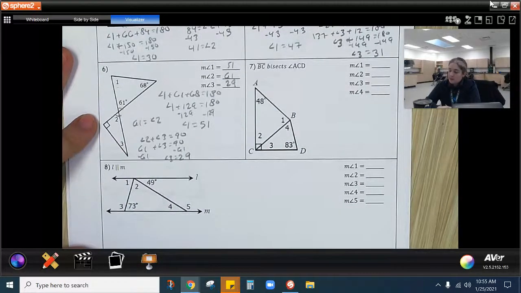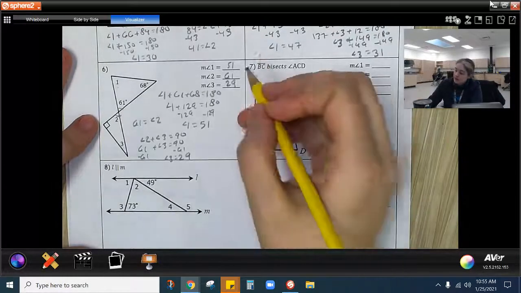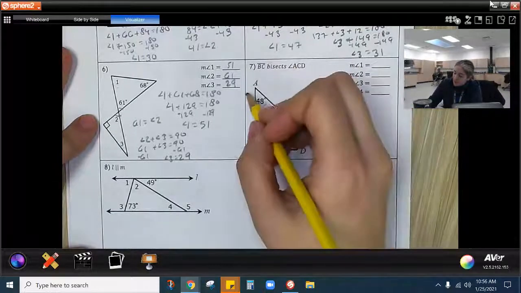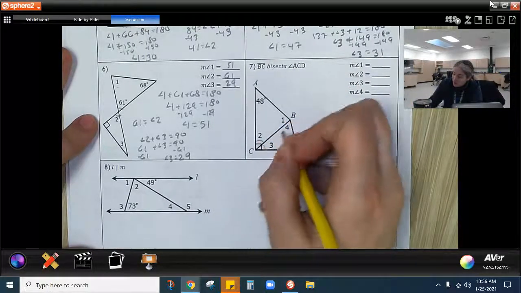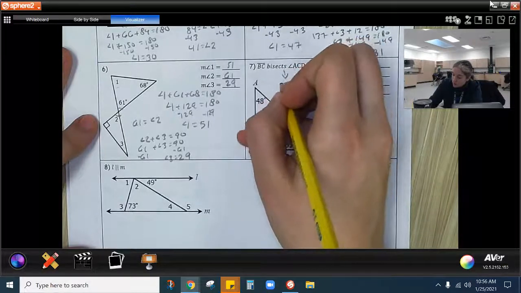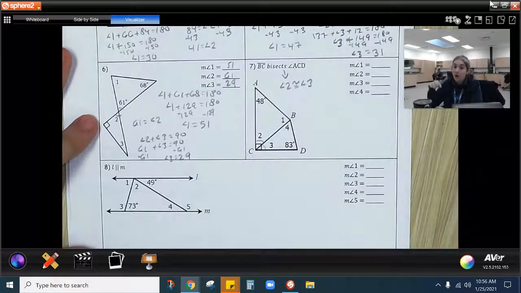All right, for number 7 here, BC bisects angle ACD. We have to remember what that means. Why do I care? Bisect. Bi, two, sect, sections. What's important about those 2 sections? They're congruent. So BC bisects angle ACD. That means angle 2 and angle 3 are congruent. Angle 2 is congruent to angle 3. So once I find the measure of one, I know the measure of the other as well.